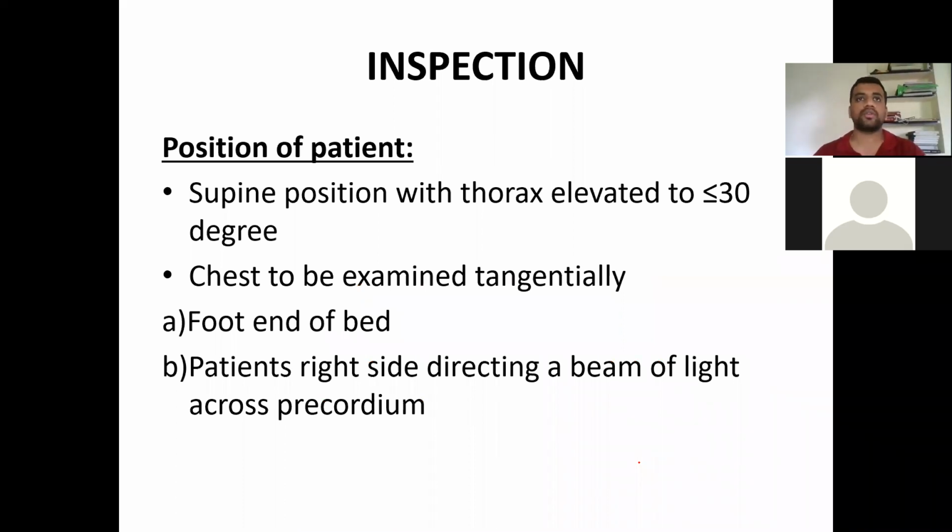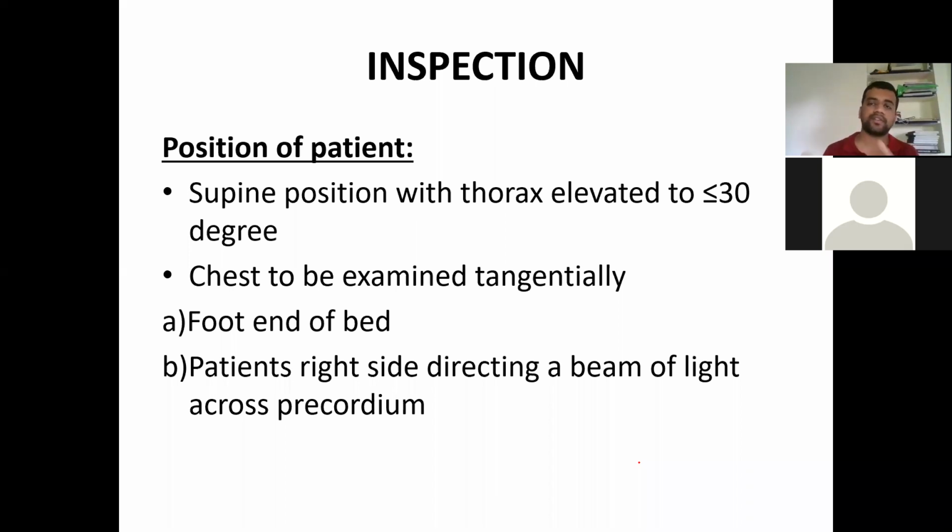First, what you are going to do is go to the foot end of the patient. You are going to bend and look towards the thorax, and you are going to look for symmetry on both sides. Is there any bulge on only one side, especially left sided, a precordial bulge? You are going to inspect that.